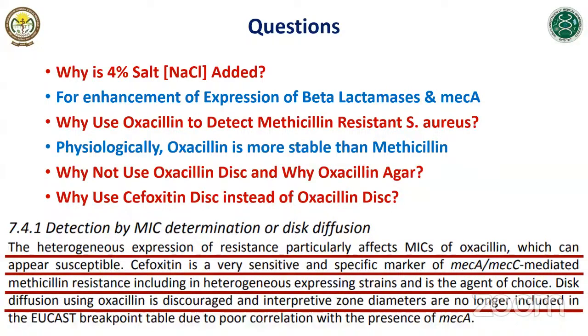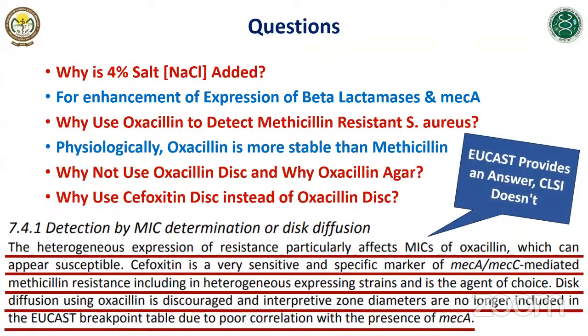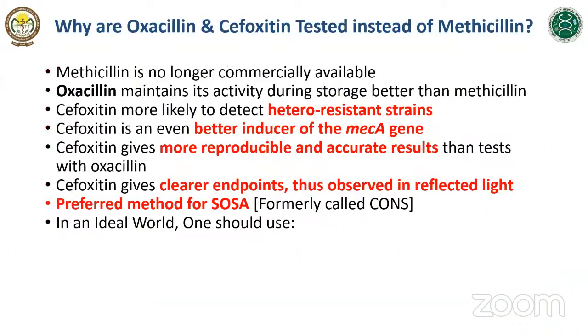Disk diffusion using oxacillin is discouraged, and interpretive zone diameters are no longer included in the EUCAST breakpoint table, and these are also eliminated from the CLSI. But CLSI does not give this kind of explicit explanation. So why are oxacillin and cefoxitin tested instead of methicillin?